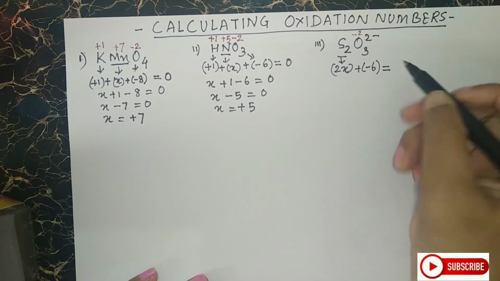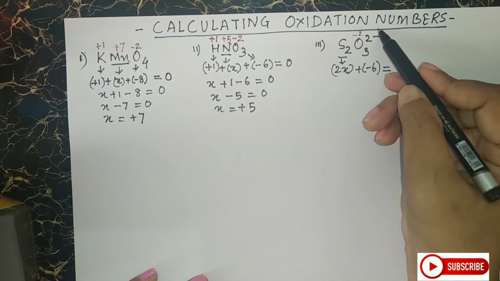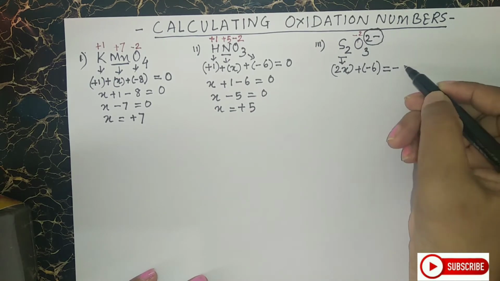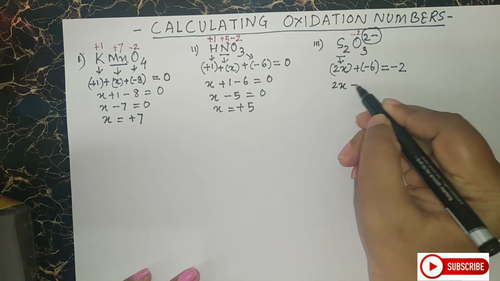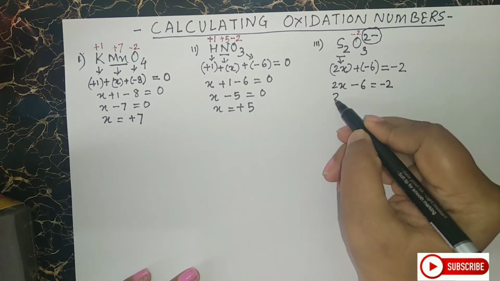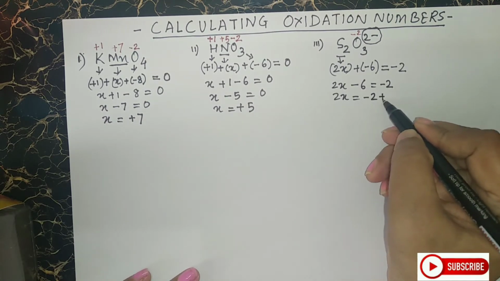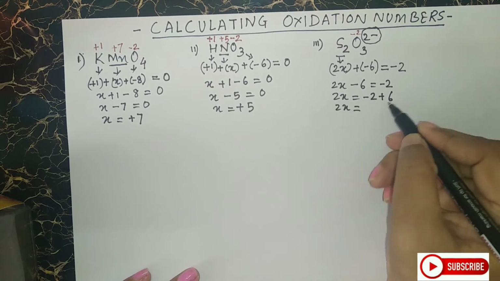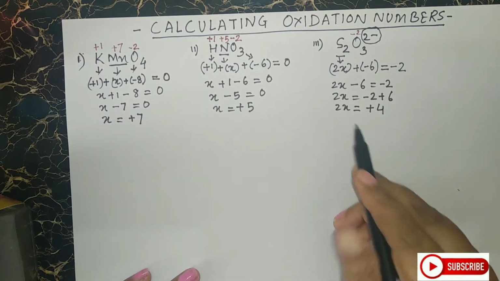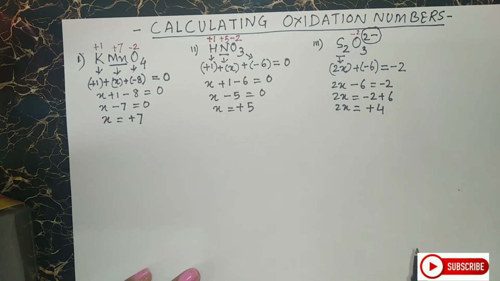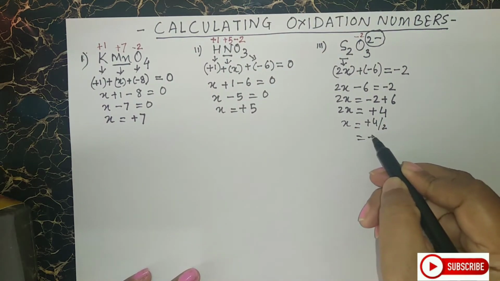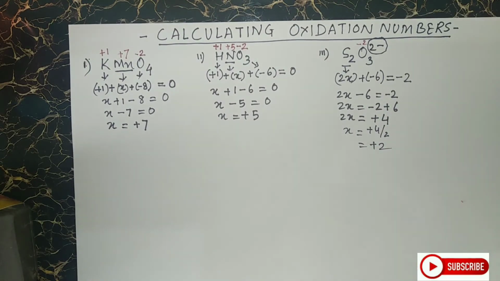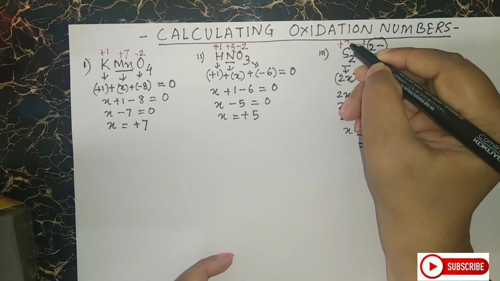Now, the molecule is not neutral. It has a charge of -2, so the total must equal -2. Let us solve this. It will be 2x minus 6 is equal to -2. 2x is equal to -2 plus 6, so 2x is equal to +4. But we don't want 2x, because we always write the oxidation state considering a single atom. Therefore, x is equal to +4 by 2, and the oxidation state is +2 for sulfur. So I will write this as +2.